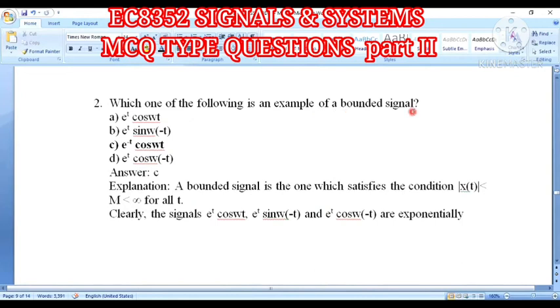Which one of the following is an example of a bounded signal? Option A, e to the power of t cos omega t. Option B, e to the power of t sin omega of minus t.